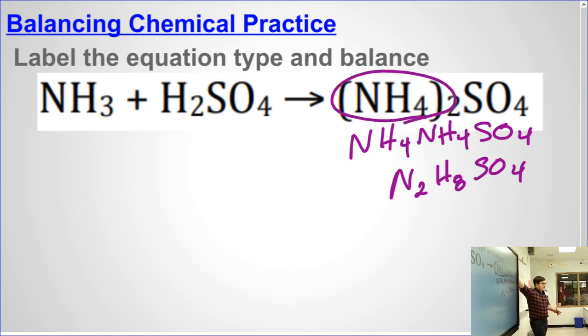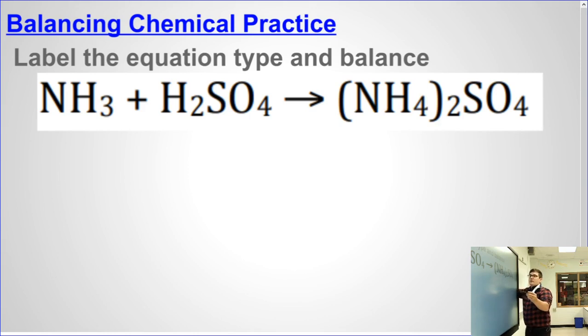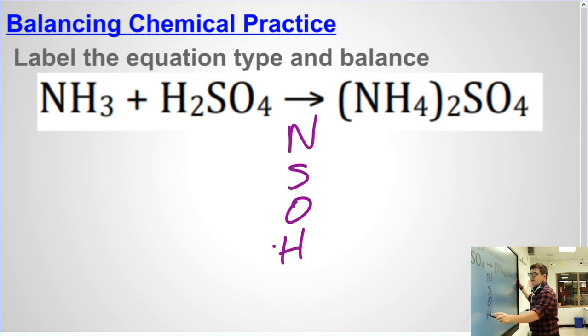So here's what I'm going to say. When it comes to the parentheses, all I want you to imagine is multiple groupings of whatever's in there. All you need to do is multiply the numbers. So let's do this first one here. We list our elements. We got nitrogen, we got sulfur, we got oxygen, we got hydrogen.